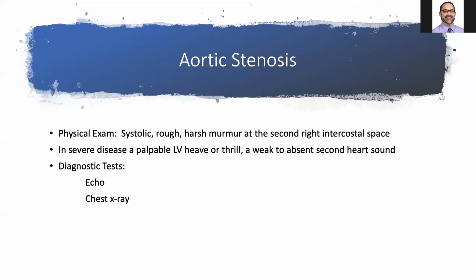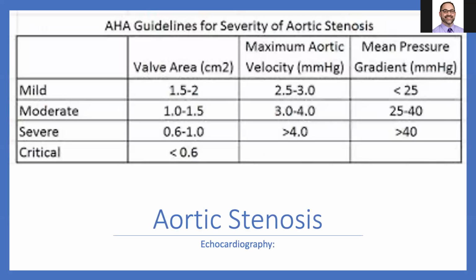Again, tests: echocardiogram is the gold standard, TEE for definitive valvular area. Again, this is just showing the guidelines for severe aortic stenosis, and I have a couple other slides that talk about this. When the valve area is below 1, it's a severe aortic stenosis. I think that's something to commit to memory.